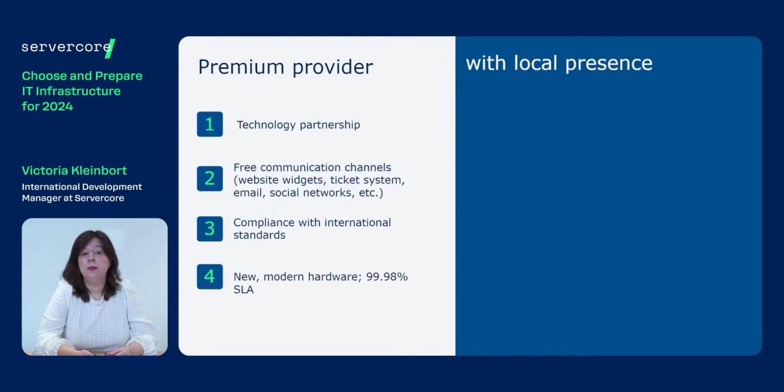So how do we achieve our mission? First, for our clients, we're not just a provider, we're a technology partner. We always consult about migrating, about any different things that you need in terms of building your IT infrastructure in general, and not just specifically on the products you use. We have 3 communication channels: website widgets, ticket system, email, social networks, etc. We are working in compliance with international standards, be it technical standards or personal data standards. We have new modern hardware, and we work with an SLA of 99.98. So as already mentioned, it's quite a high level of standard.